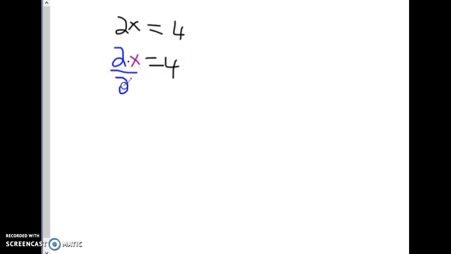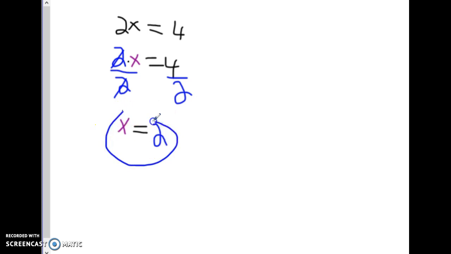So divide my 2. And if I'm going to do it over here, I have to do it on the other side with the 4. So 4 divided by 2. Alright. Now what happens is pretty simple. My 2's over here are going to cancel out because 2 divided by 2 is just 1. And what we're left with is x. And now x is by itself. 4 divided by 2 is pretty simple. 4 divided by 2 is just 2. So our answer here is x equals 2.